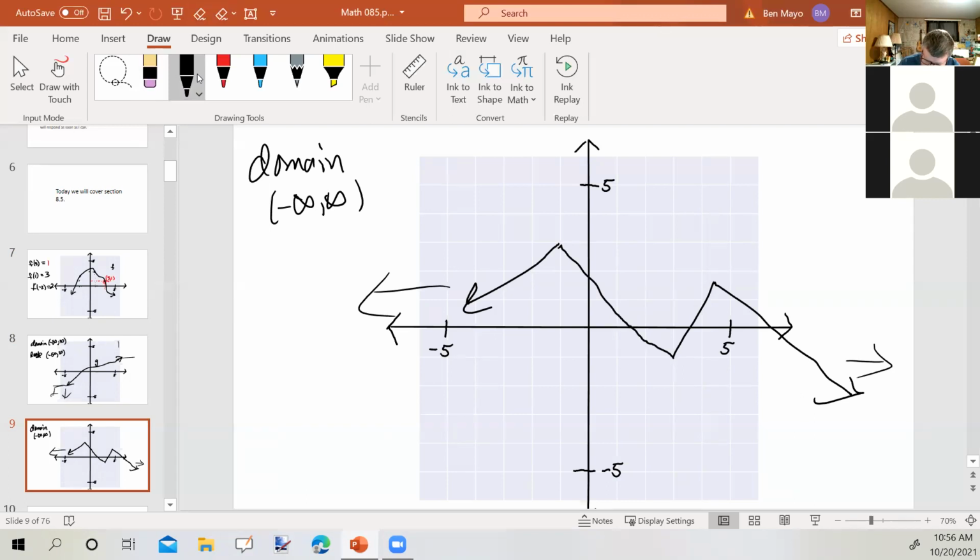But the range, this goes down to negative infinity. So it starts at negative infinity, but the highest range value is 3. Okay, there's no y value greater than 3 up here. Does that make sense? Any questions about that?